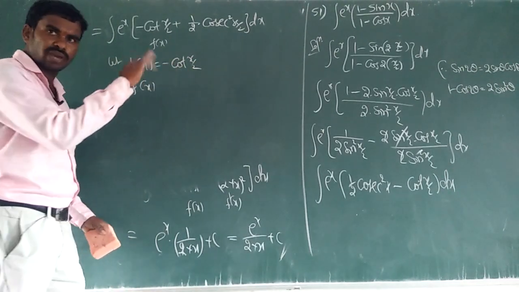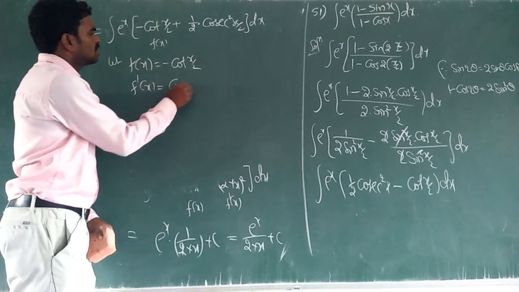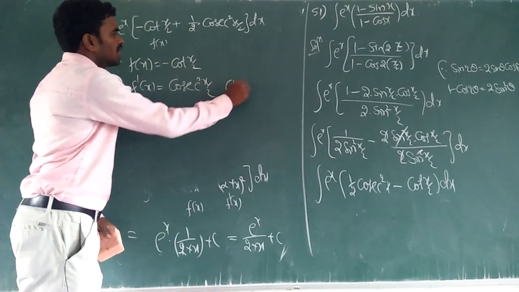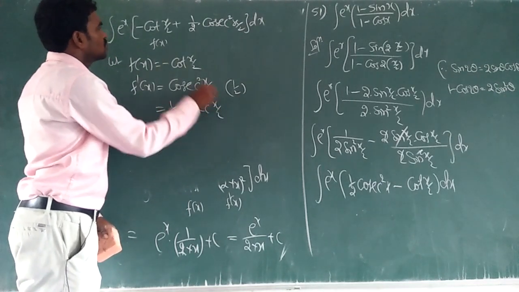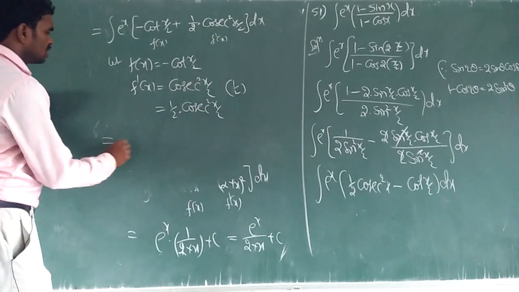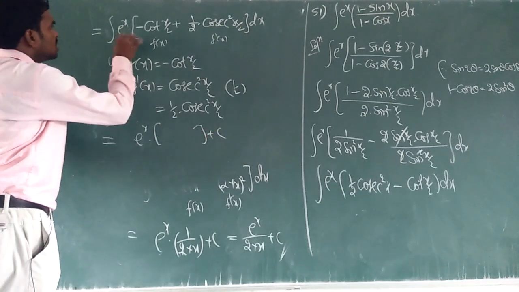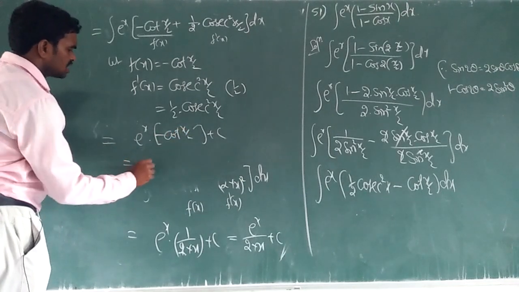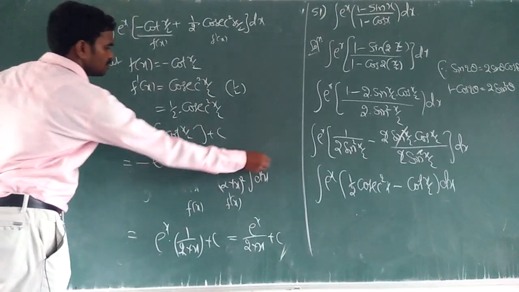Generally the cot x derivative is minus cosecant square. Minus is already there, so minus into minus becomes plus. So we get cosecant square x by 2. Again the derivative of x by 2 is 1 by 2, so we are getting 1 by 2 into cosecant square x by 2. So this is the function, this is the derivative. What is the answer? The answer is e power x into f of x plus c. What is f of x here? Minus cot x by 2. So the answer is minus e power x into cot x by 2 plus c.